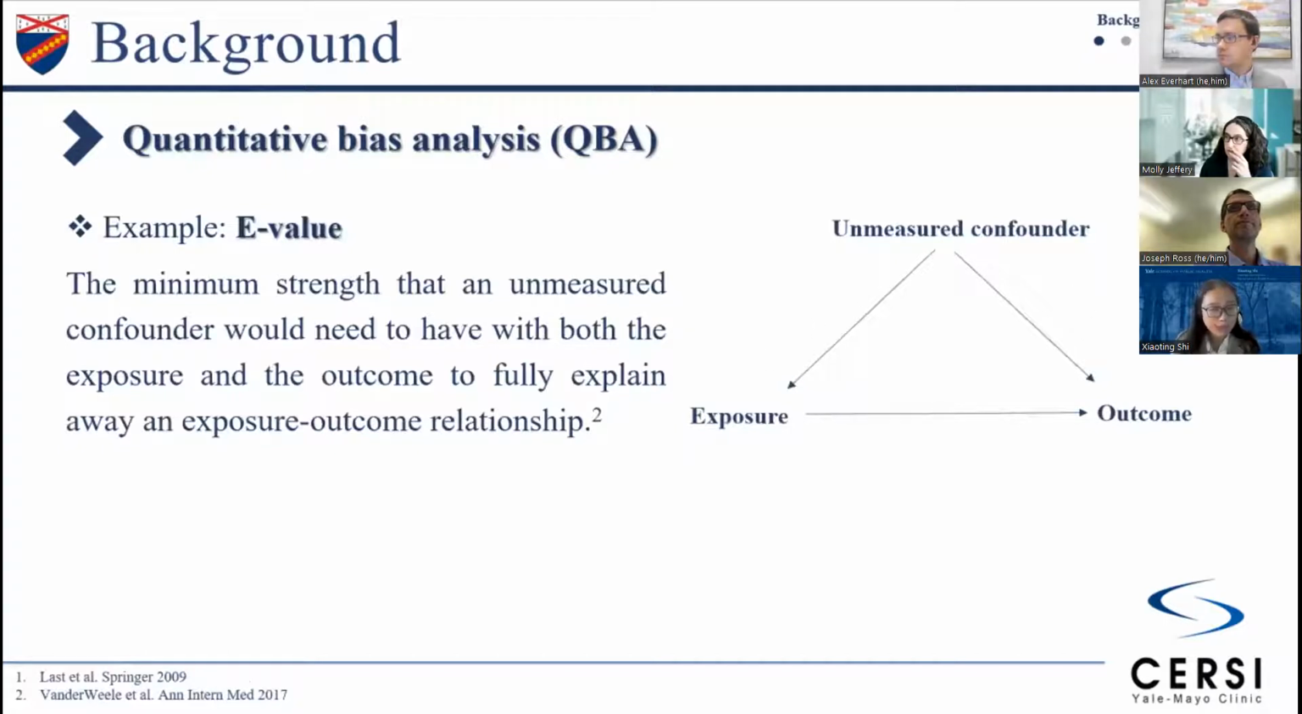So here is the DAG that depicts the relationship between a classical exposure outcome relationship in an epidemiological study, and unavoidably there's always an unmeasured confounder that can potentially distort the association that we observed. So the basic idea of e-value is to measure the minimum strength of association that an unmeasured confounder would need to have with the exposure and outcome to fully explain away the observed association.